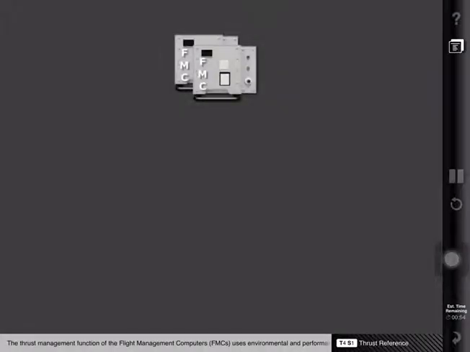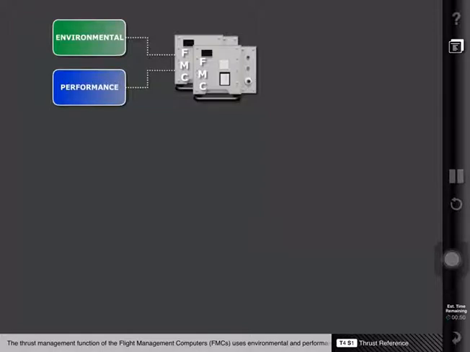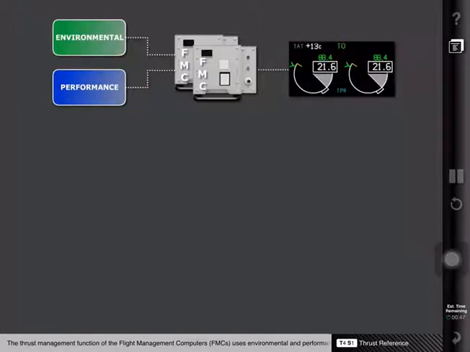The thrust management function of the flight management computers uses environmental and performance data to calculate engine thrust reference limits. These limits provide engine thrust reference values for specific flight phases. Thrust reference limit modes and TPR values are displayed on and above the ICAS TPR gauge.